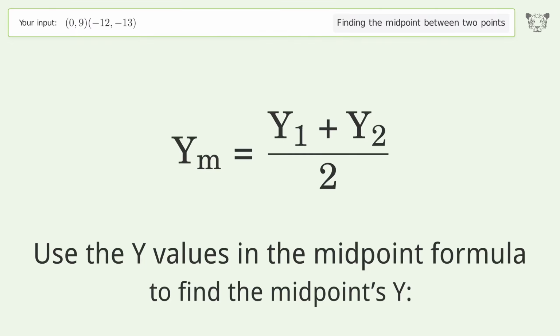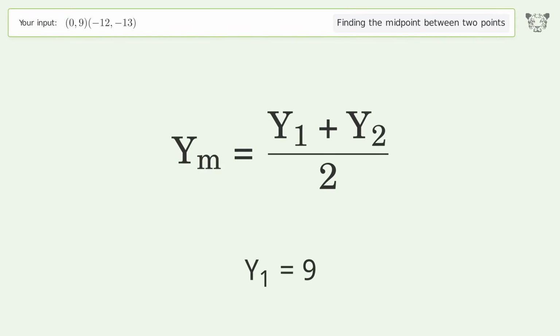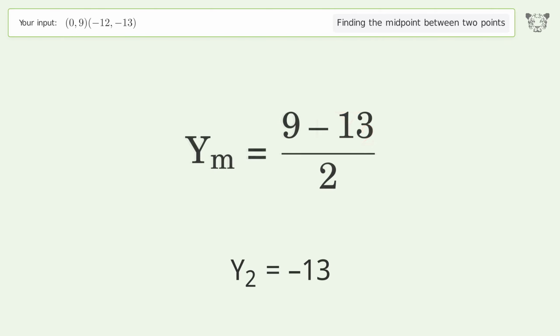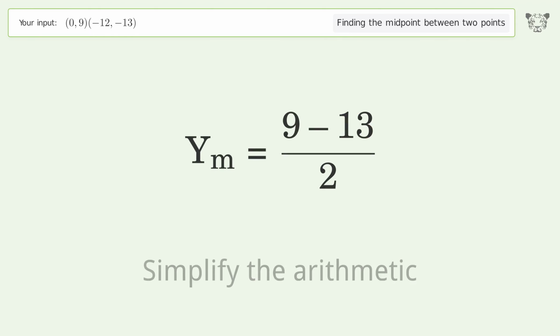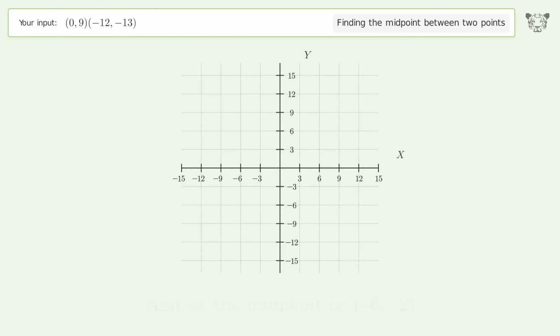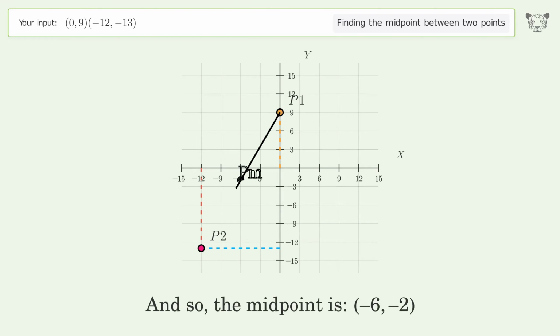Use the y values in the midpoint formula to find the midpoint's y. y1 equals 9. y2 equals -13. Simplify the arithmetic. And so, the midpoint is -6, -2.